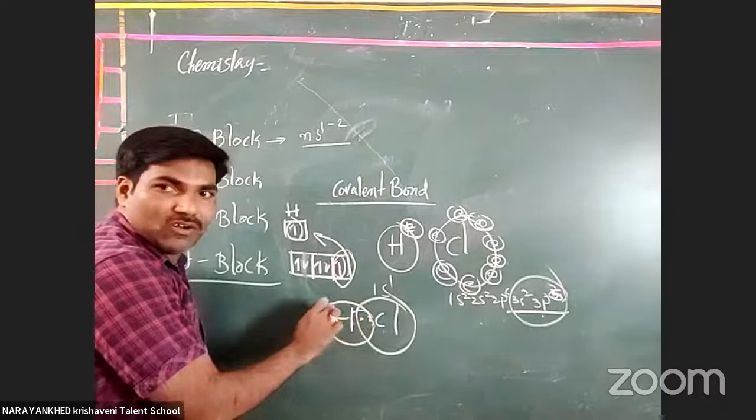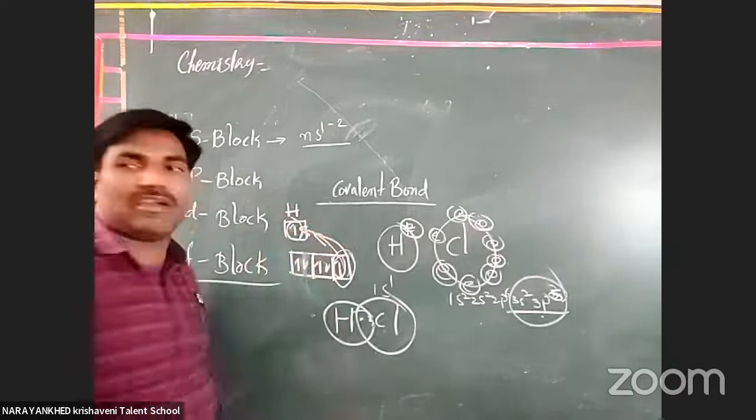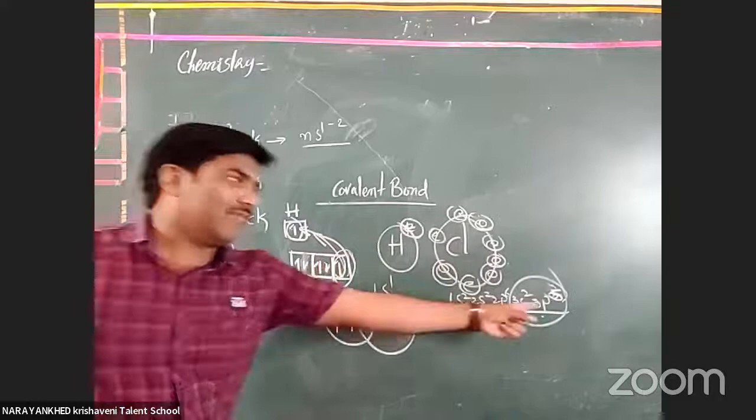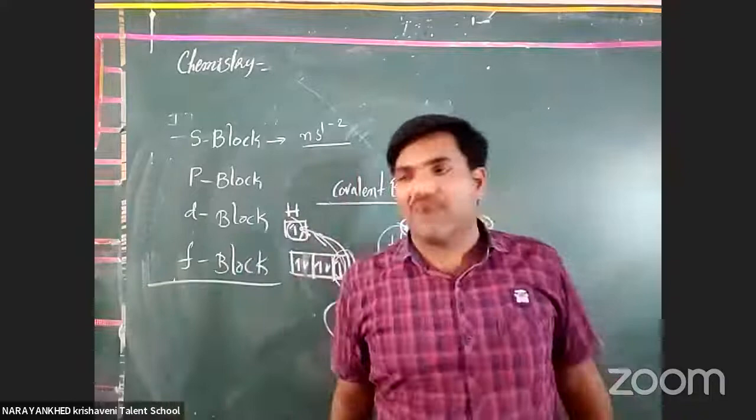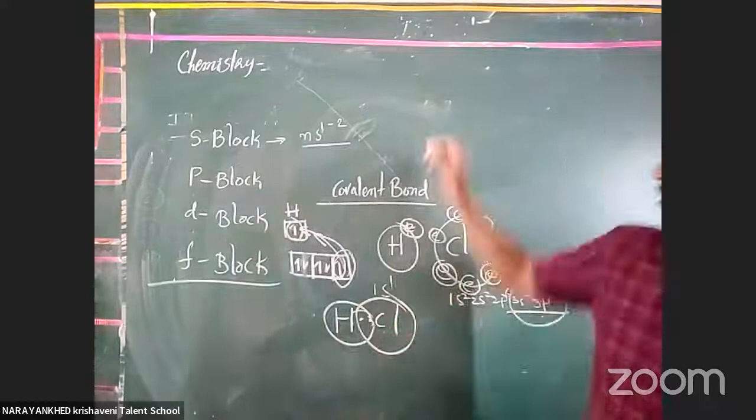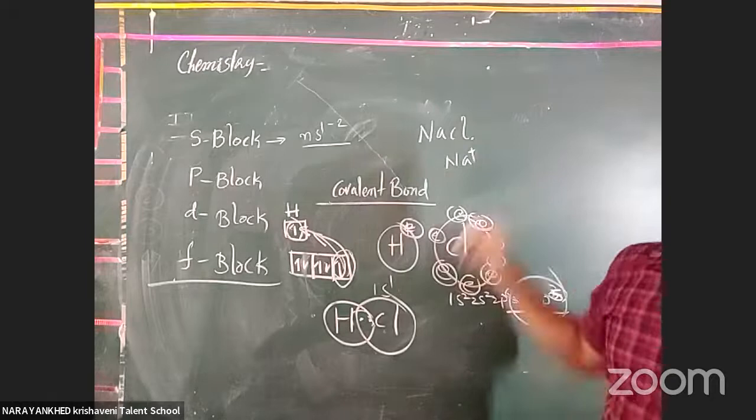When hydrogen contains two electrons, it becomes what? Helium. Okay, now when chlorine gets these two electrons, it becomes what? 3p6. It becomes argon. In this way, the covalent bonds are formed. Yes, what happened here? Sharing of electrons is possible. Suppose you take sodium chloride, also like that. Sodium contains one outermost electron. Chlorine requires one electron.